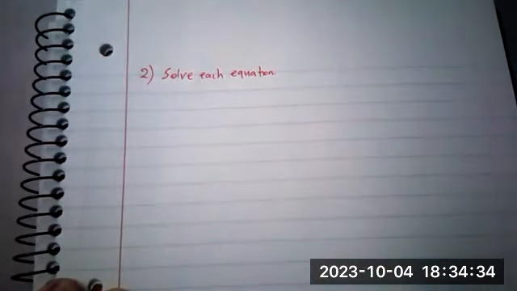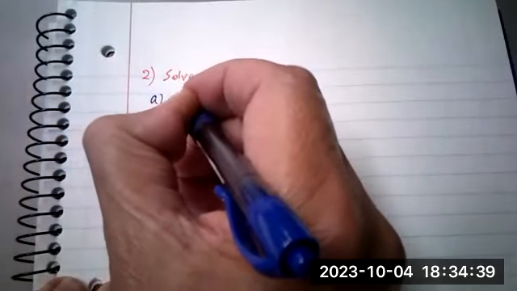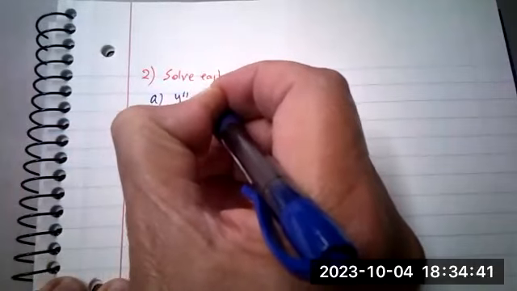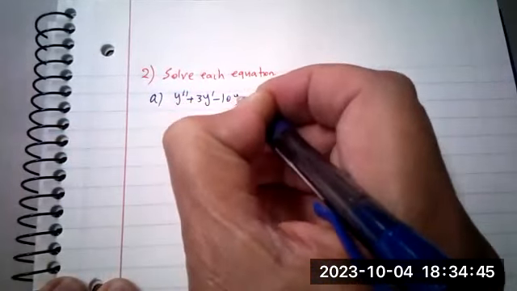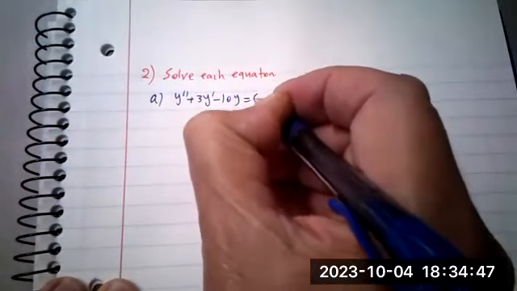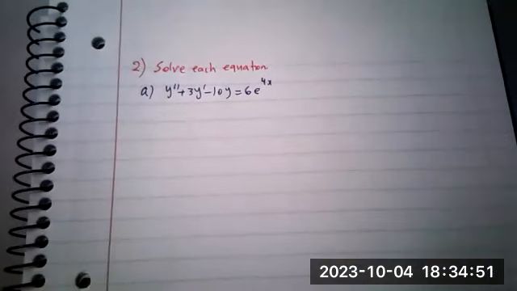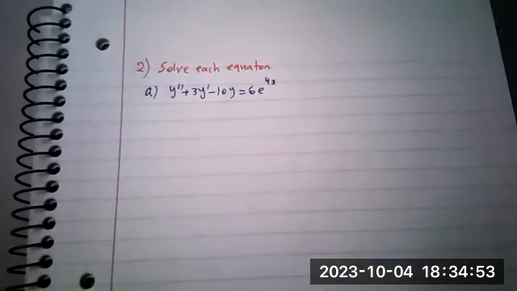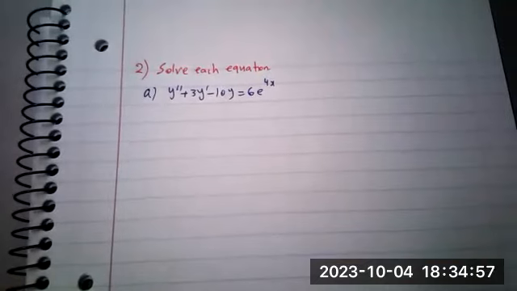Okay, going for part 1. Part 1, the equation is y double prime plus 3y prime minus 10y equals 6e to the 4x. Do the homogeneous one first. Step 1, make it 0 yourself and solve it.